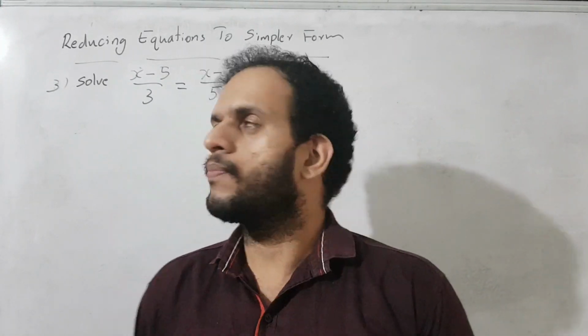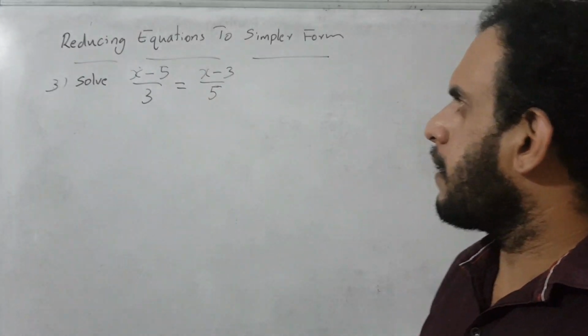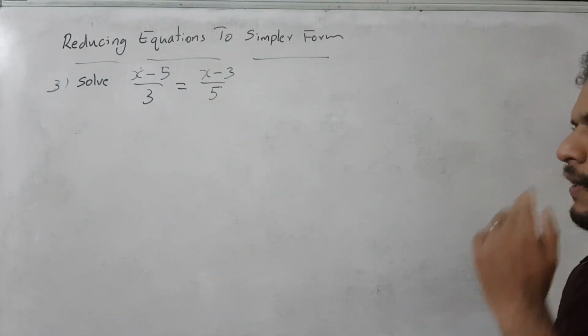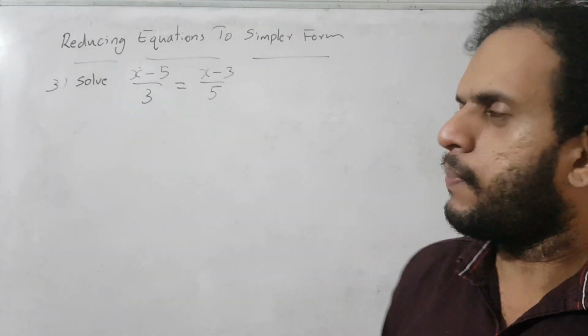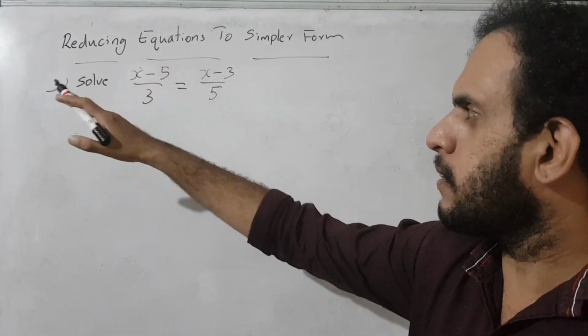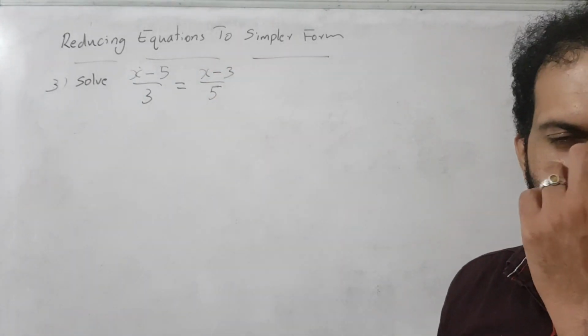The question is: solve x minus 5 by 3 is equal to x minus 3 by 5. Okay, then this one is of the form of the first, correct? Because it's not possible to take the x term and the non-containing term separately on one side of the equality sign.